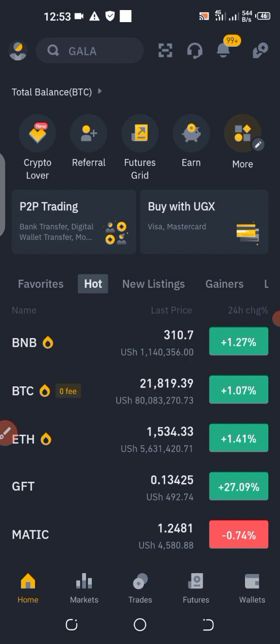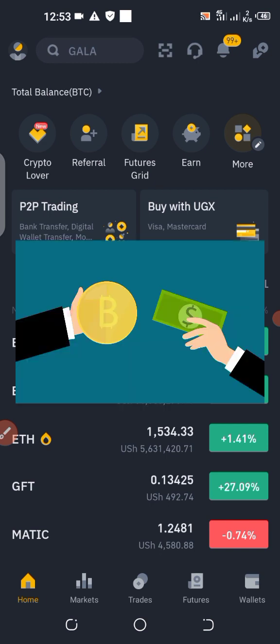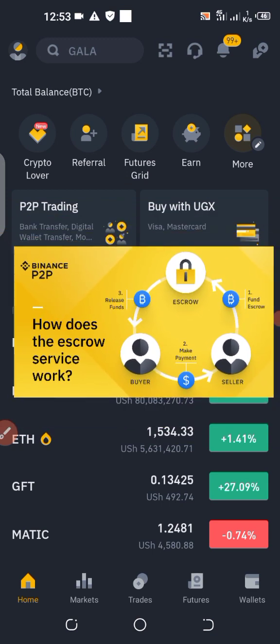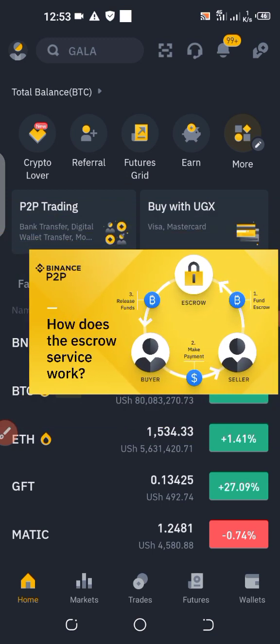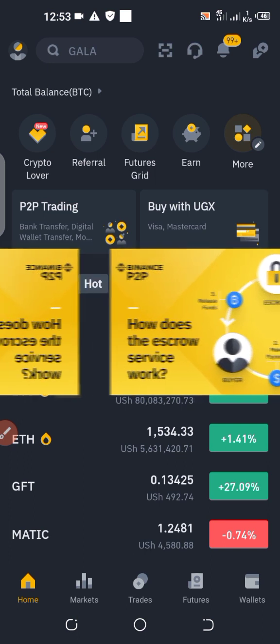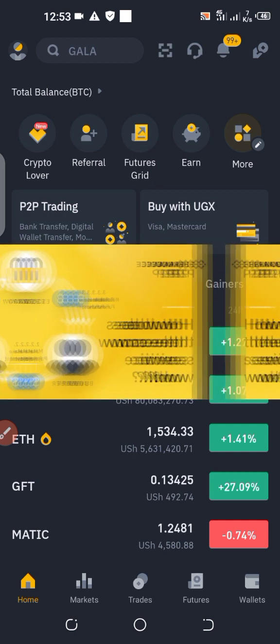The buyer or the seller is on the platform to look out for the best price offers at which he or she can buy or sell cryptocurrency. So P2P is a platform offered by the exchange to make sure that individuals on the exchange can trade with themselves, they can buy and sell cryptocurrencies with each other.